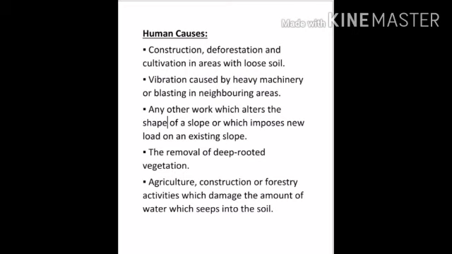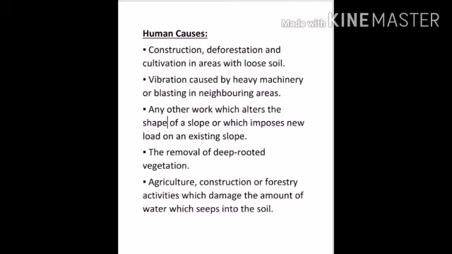Then leveling of mountains. In mountainous regions, sometimes settlements have to be developed. Sometimes farming leveling is practiced, and for this large scale blasting is done. This is also practiced in a number of mountainous regions, and thus this also causes landslide or landslip.